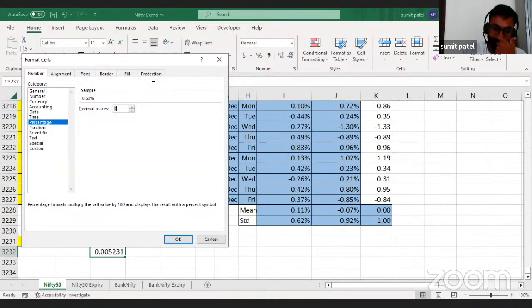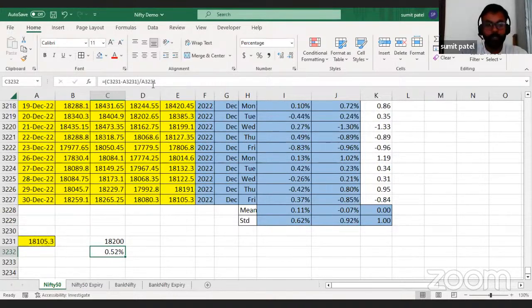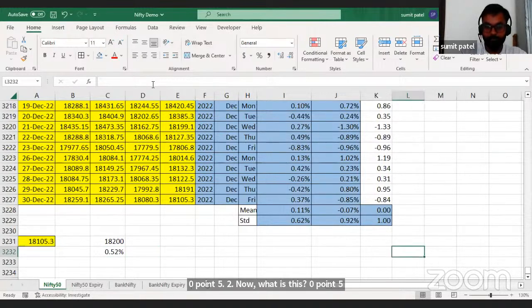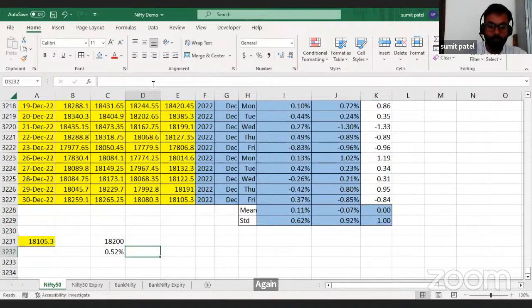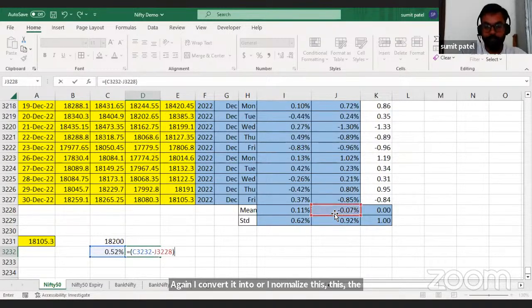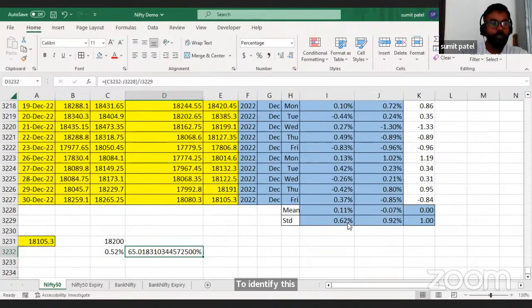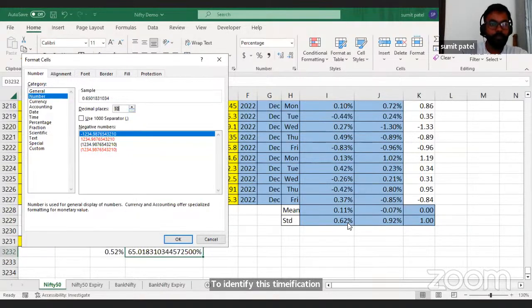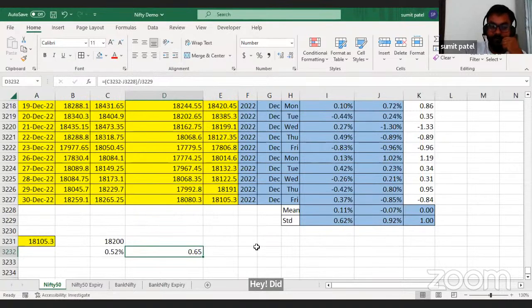It's a 0.52% increase. Now, what is this 0.52 in terms of my standard deviation? So again, I normalize this: minus the mean, divided by the standard deviation. Again, it's a number, which is 0.65 of the standard deviation.